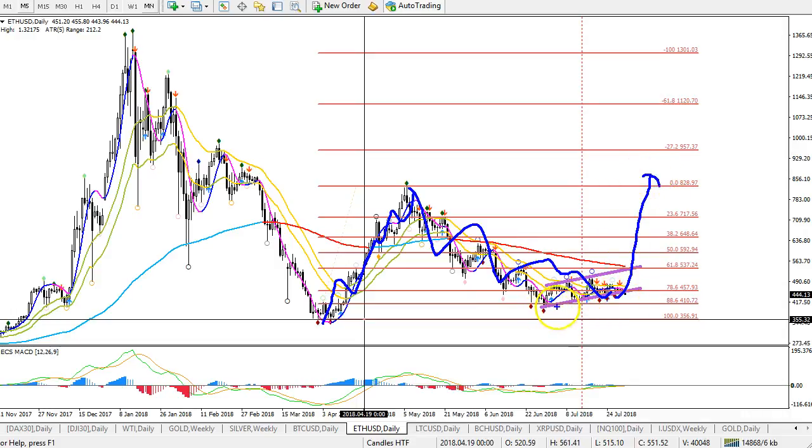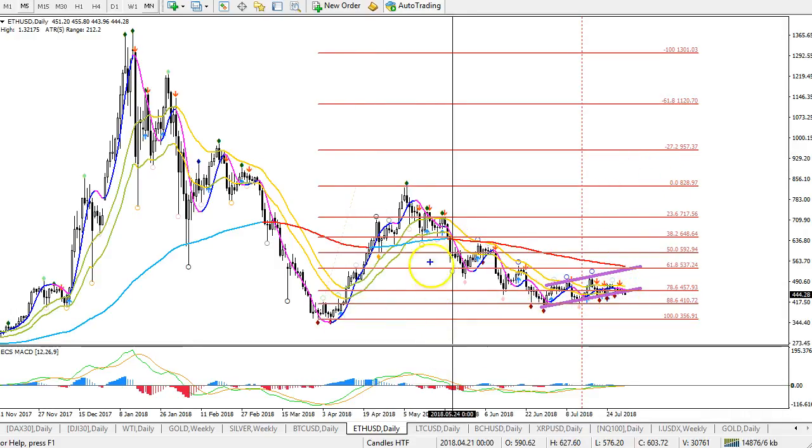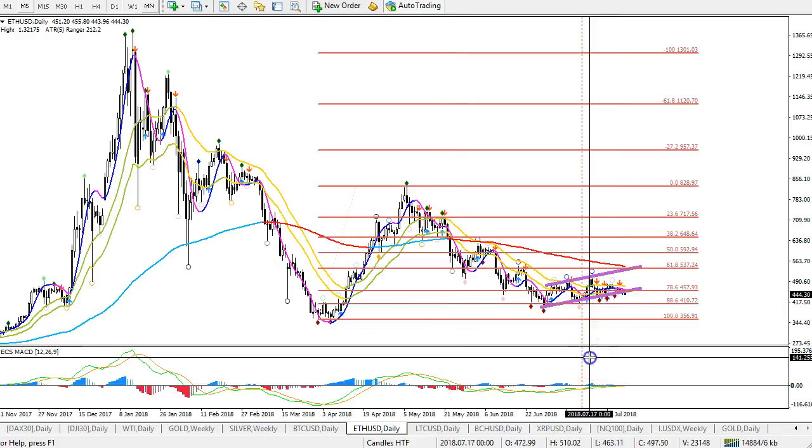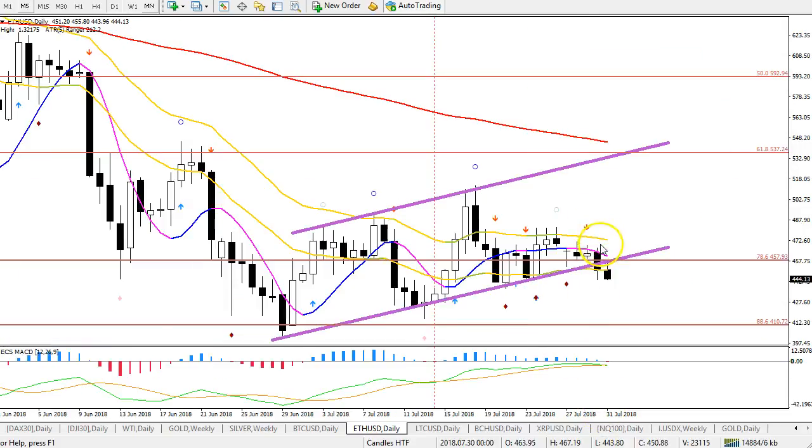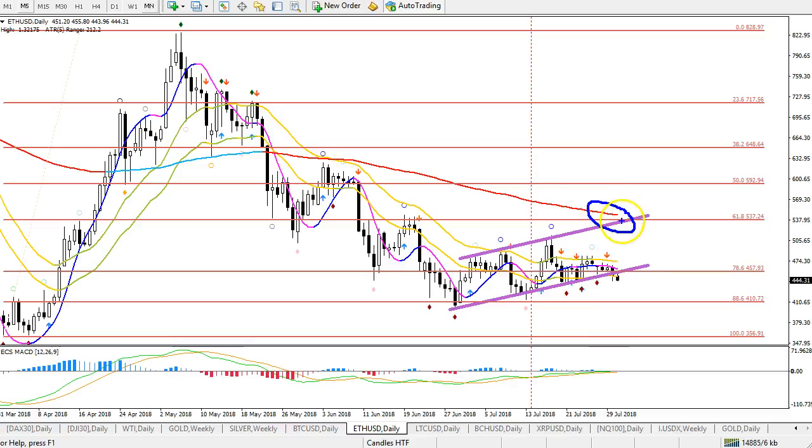We did finally get bounces at the 38, 61, 78, and 88.6 fibs. But we didn't get a bigger bounce. We didn't get a stronger bounce. And for that to happen, price really needs to break again above the 21 EMA. But probably more importantly, price will have to break above the long-term moving average and the channel. All right, so a re-break above it could see some upside.